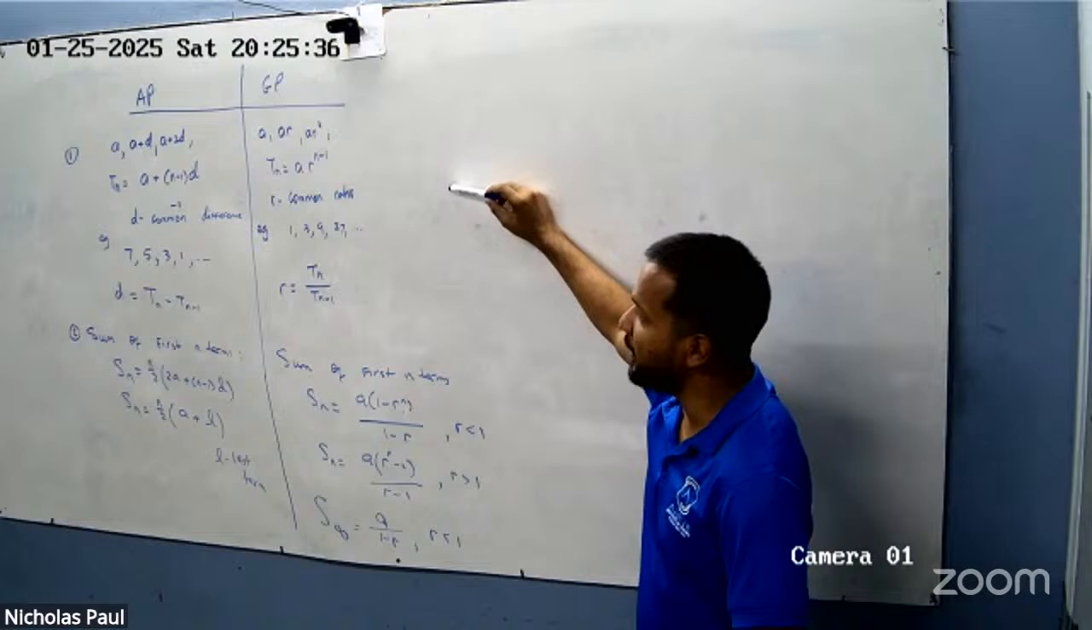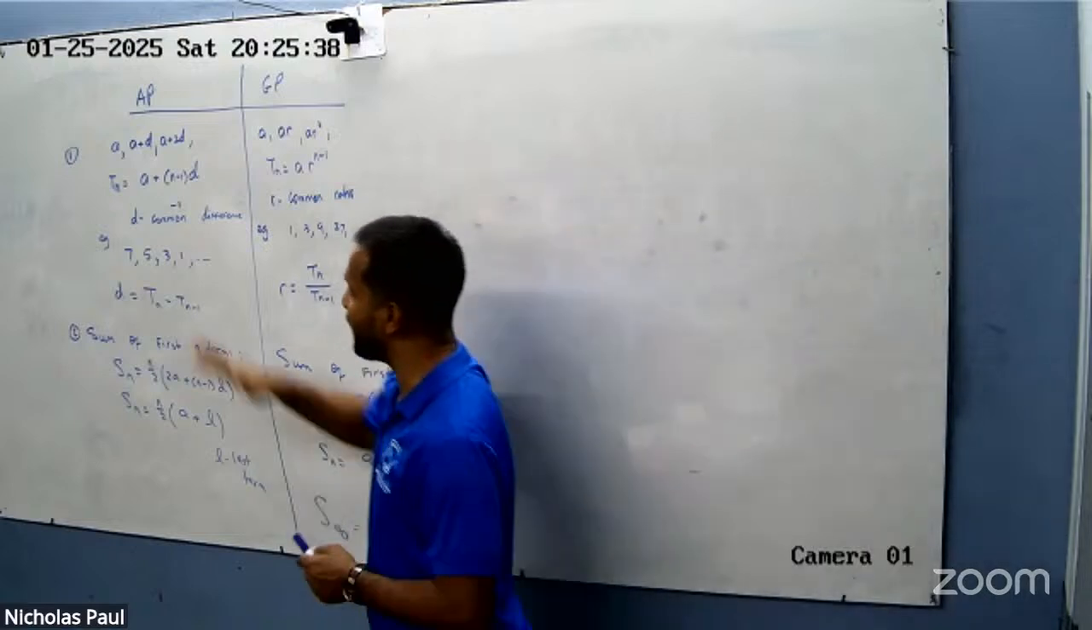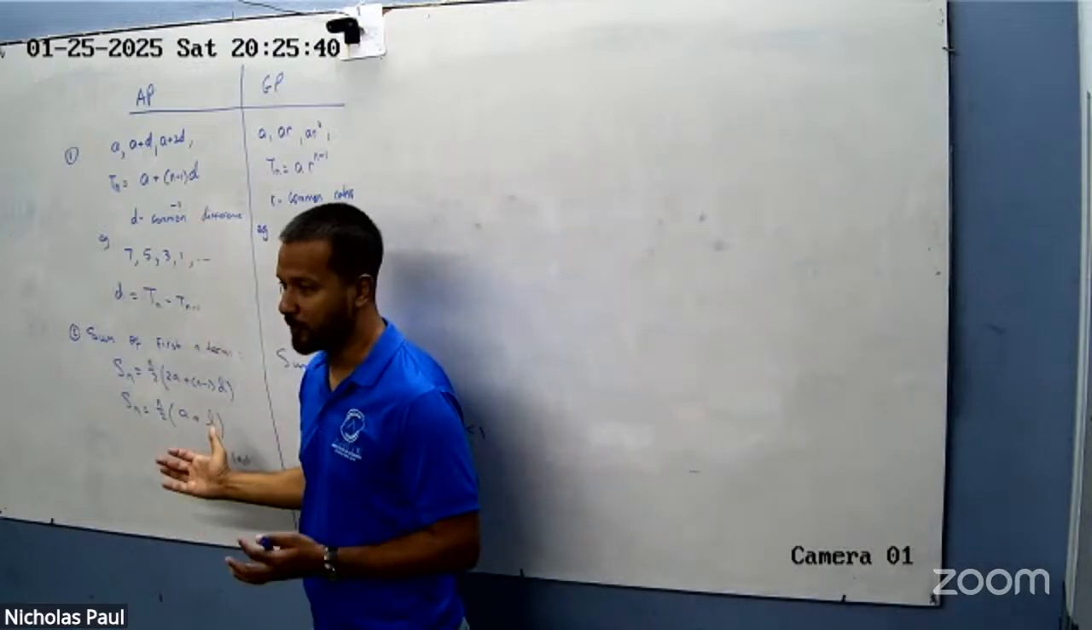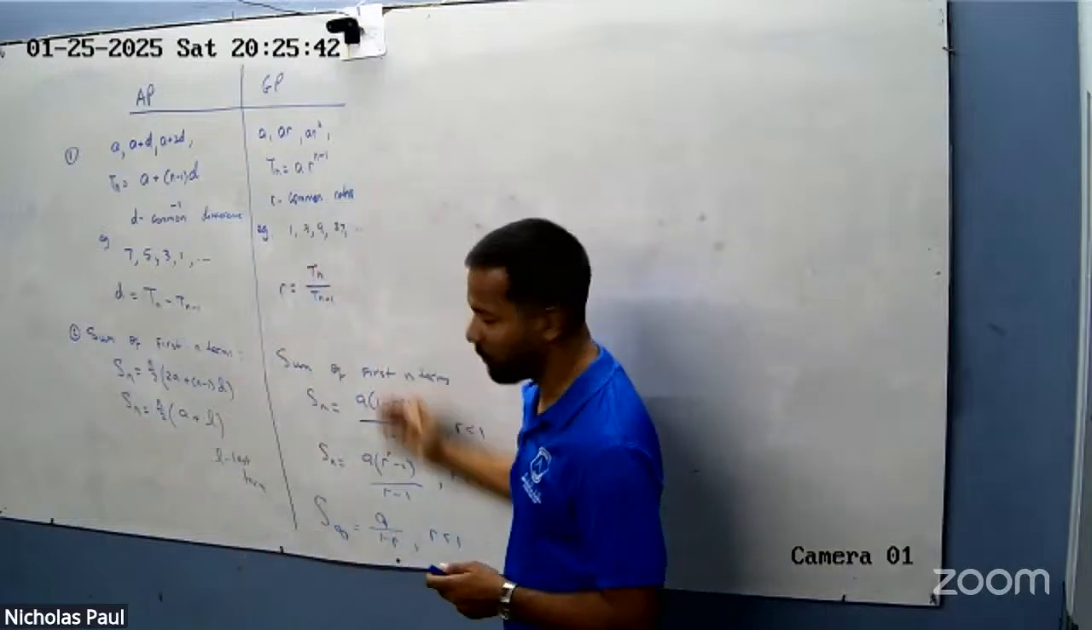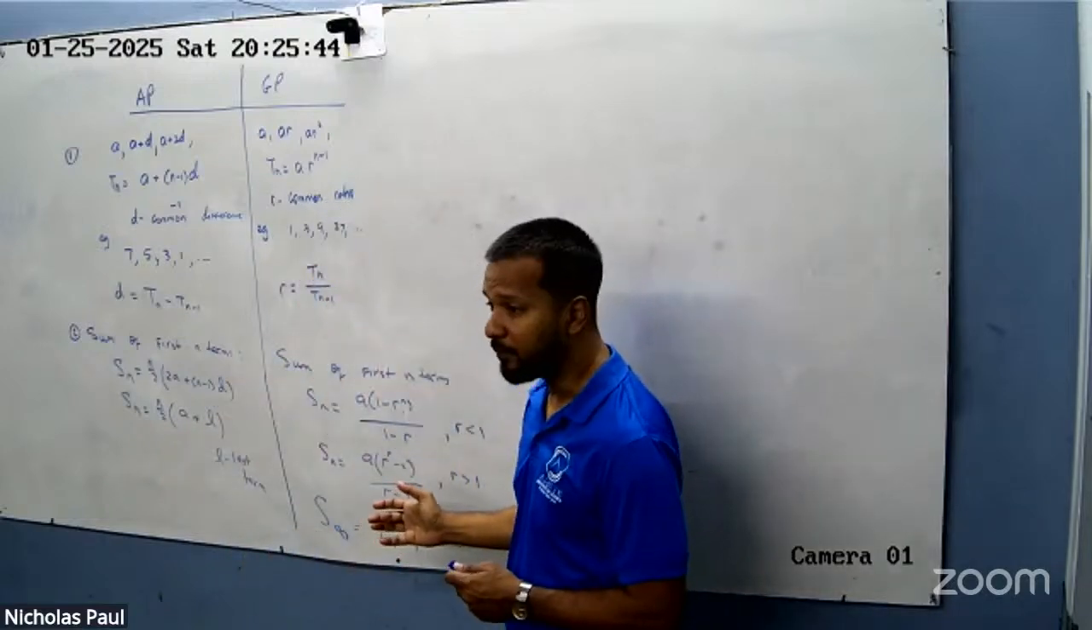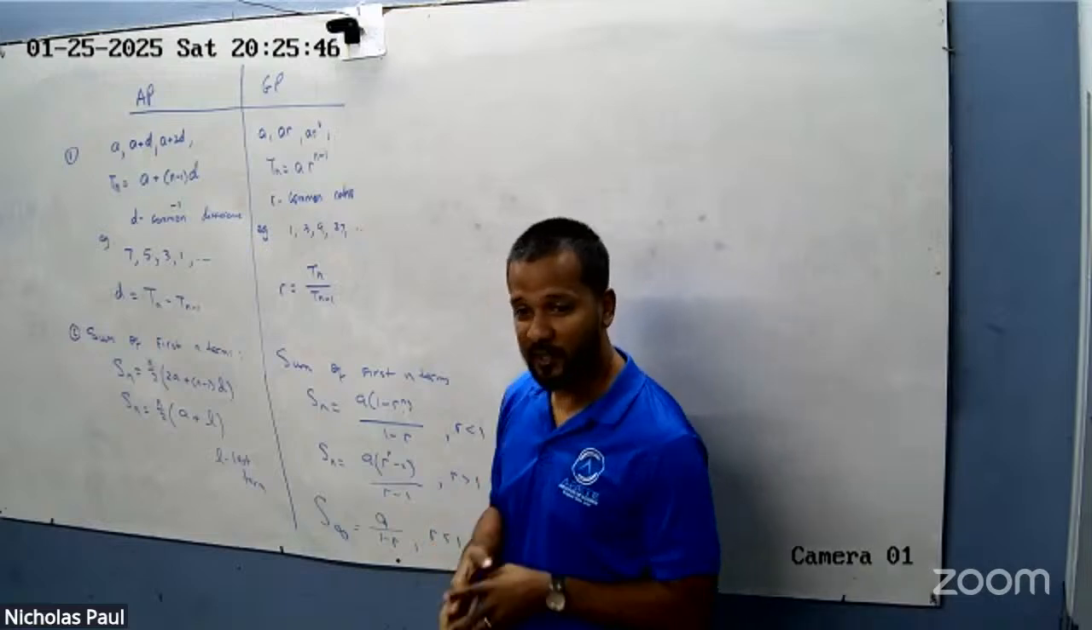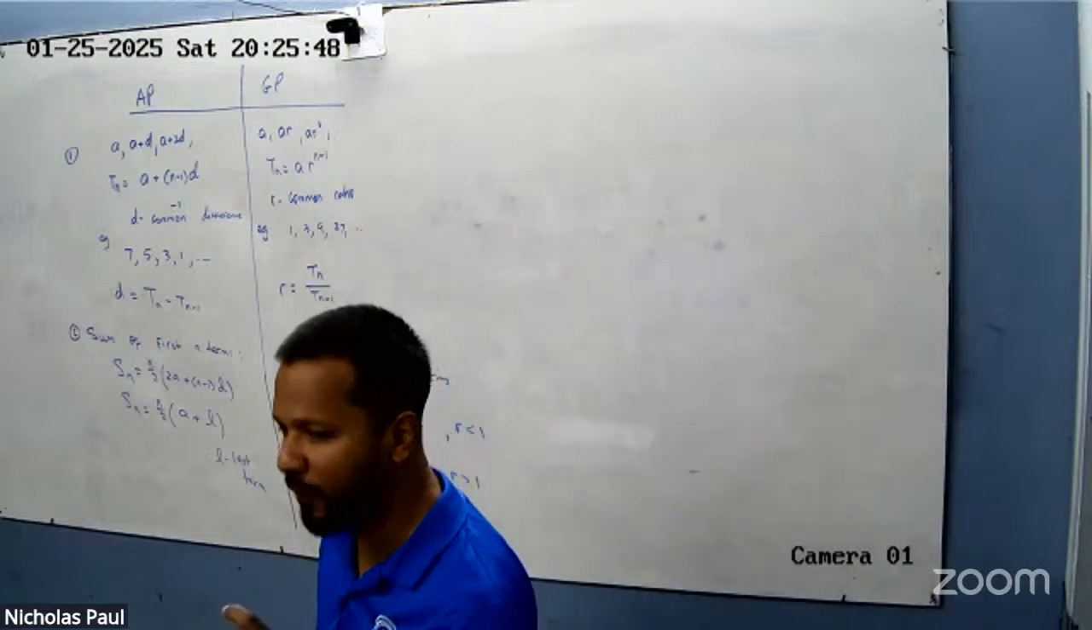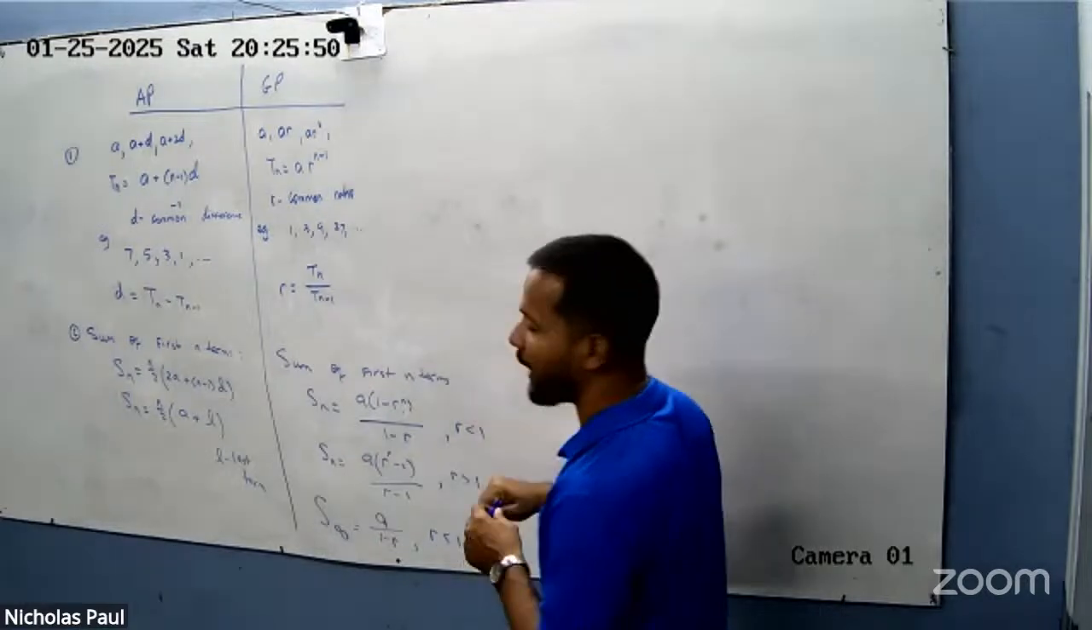So what we need to remember is that when it's an AP, these rules apply. You have to learn the rules. But for a GP, these are your rules. All right. So what we're going to do is questions, right? How would you figure out? So suppose I gave you something like this.